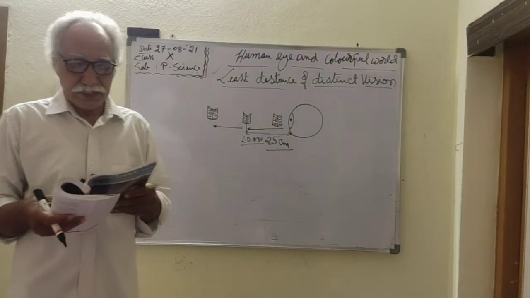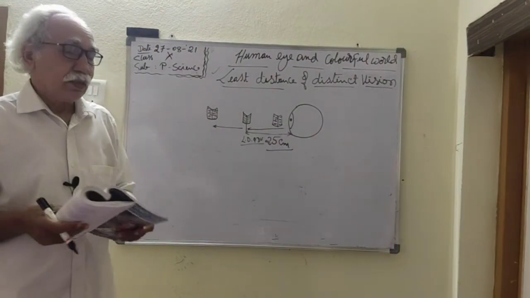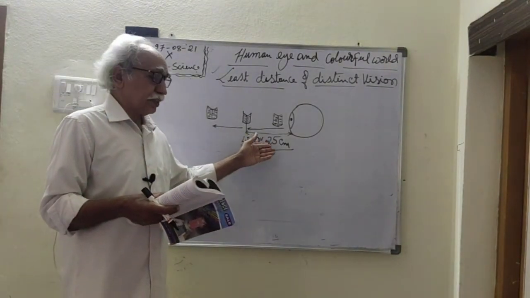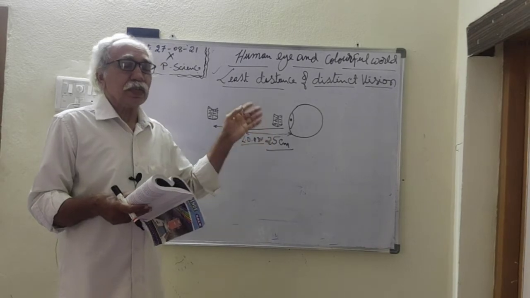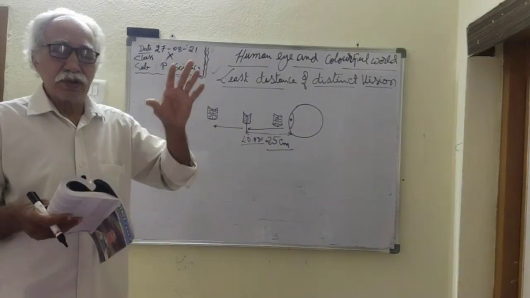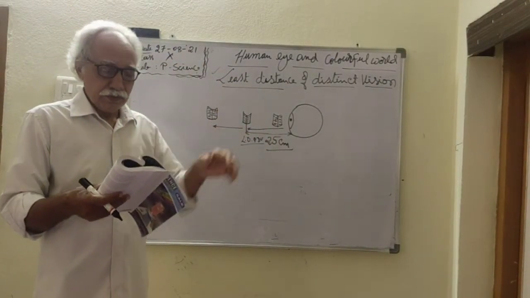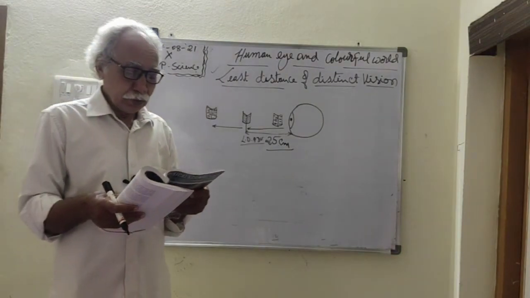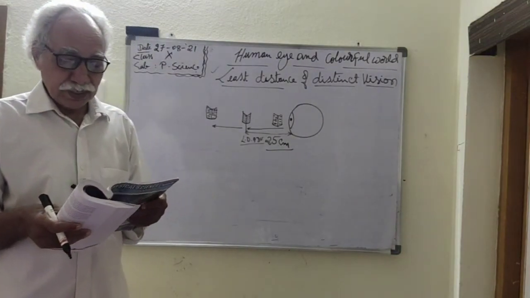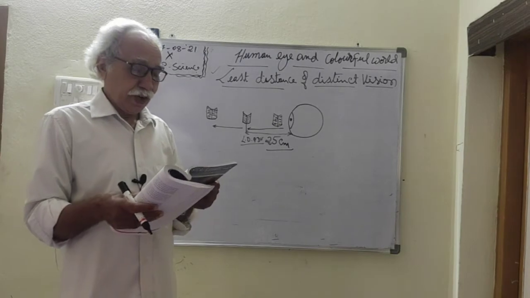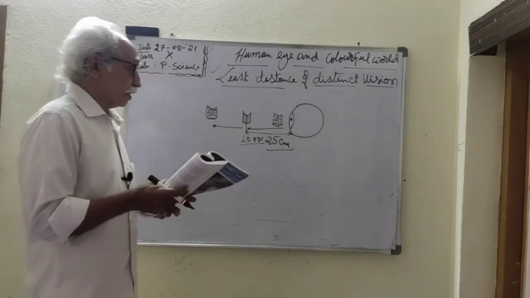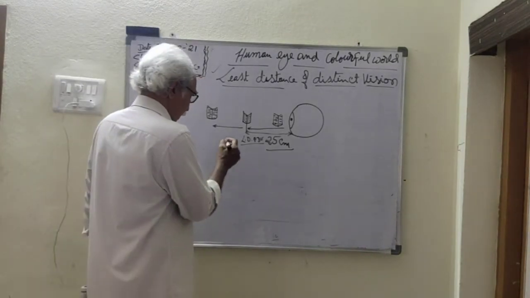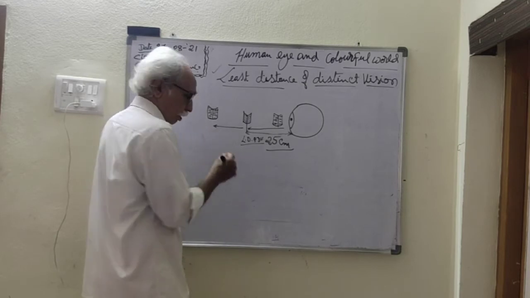So this distance is 25 centimeters, but it is not equal in children, and it is not equal in the case of senior citizens, means old age people. This 25 centimeters is for the normal human being.